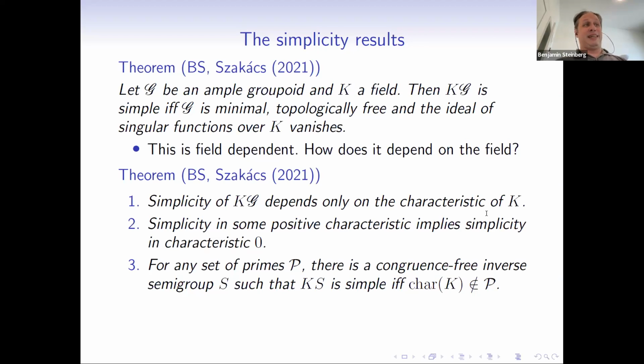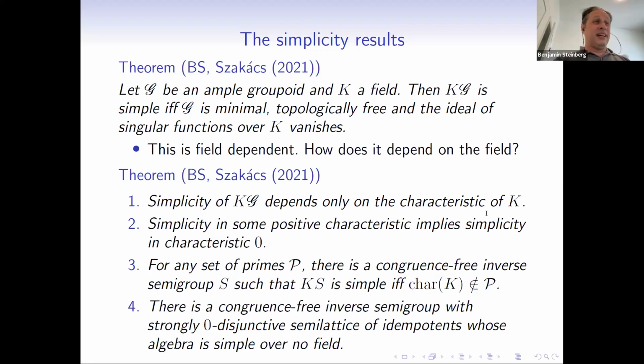Simplicity in characteristic, positive characteristic gives it in characteristic 0, but that's basically all you can say. All other primes are totally unrelated to each other. We also gave an example of a congruence free inverse semigroup whose filters are all tight, but the algebra is not simple over any field. So this condition which Munn stumbled upon in the Hausdorff case is not enough in the non-Hausdorff case. You might still not be simple over any field.